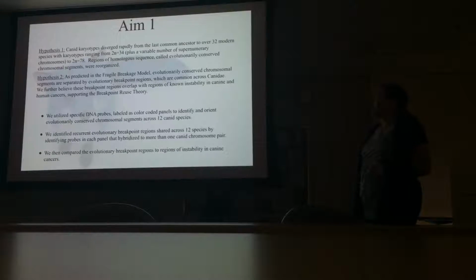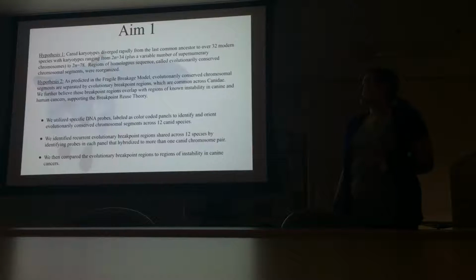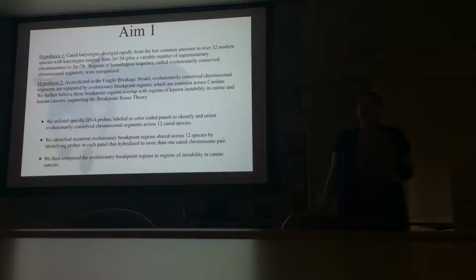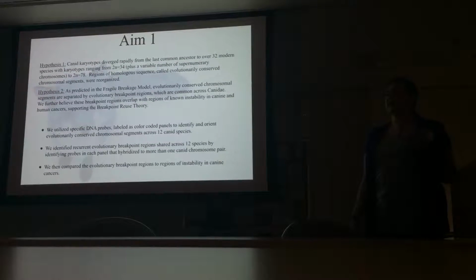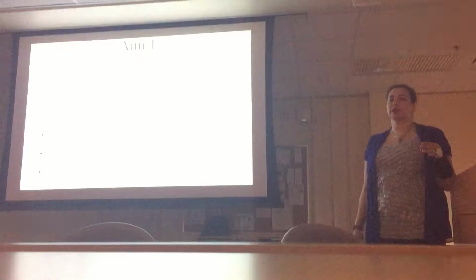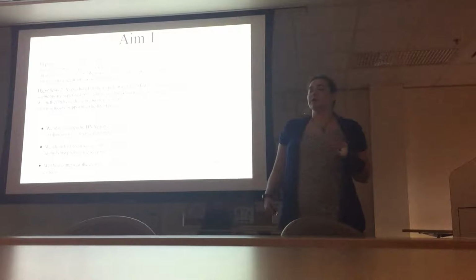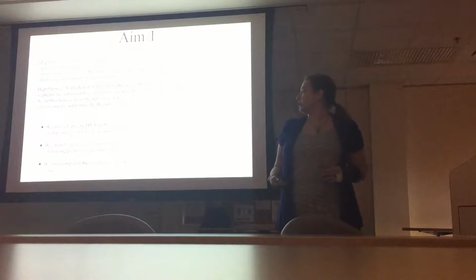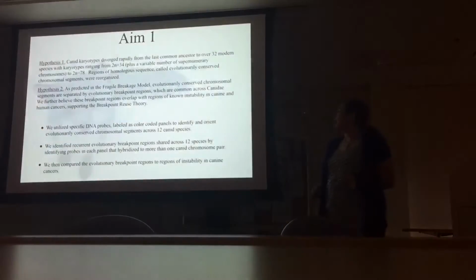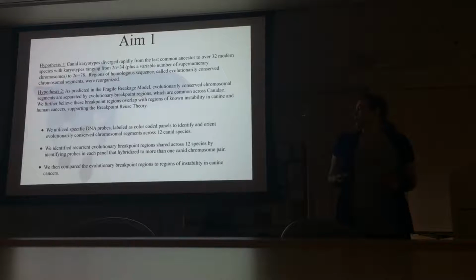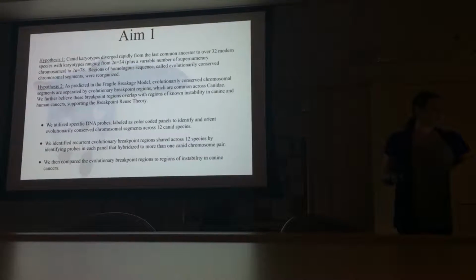So first I'll be talking about the 2 hypotheses, 1 and 2. To address these 2 hypotheses, we utilize specific DNA sequence labeled as probes. And we labeled these as color-coded panels to represent different evolutionarily conserved segments. These were applied to the 12 canid species that I examined, and we identified recurrent breakpoint regions using these panels. We then compared these evolutionary breakpoint regions to regions of instability in canine cancer.